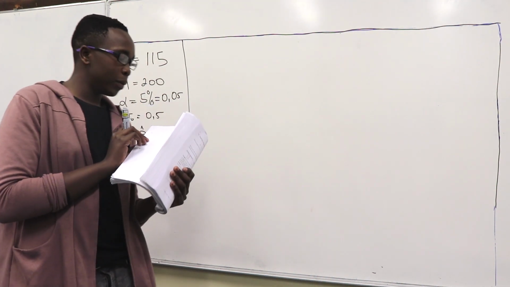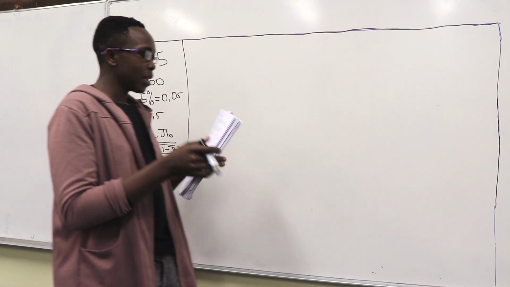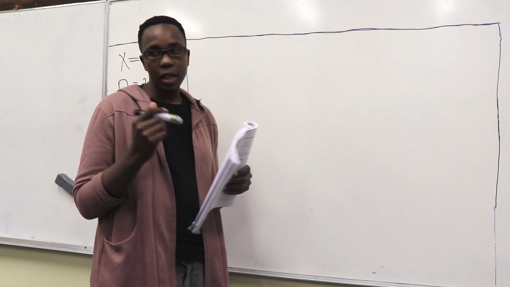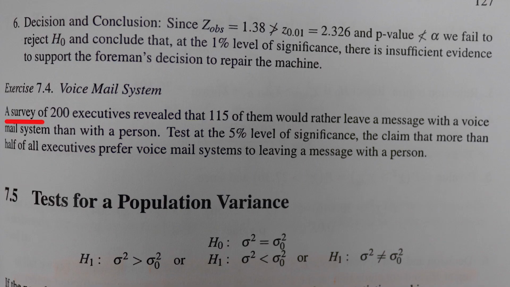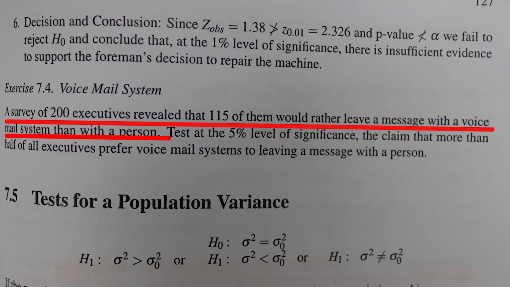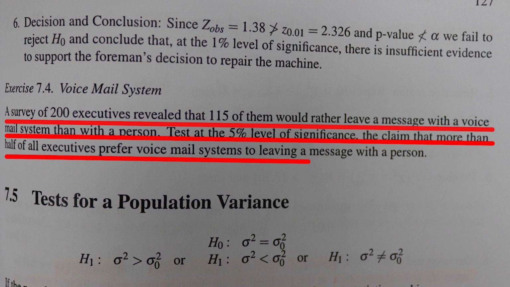In our blue beautiful module on page 127, exercise 7.4, it reads as follows: a survey of 200 executives revealed that 115 of them would rather leave messages with a voicemail system than with a person. Test at a 5% level of significance. They claim that more than half of the executives prefer a voicemail system to leaving a message with a person.